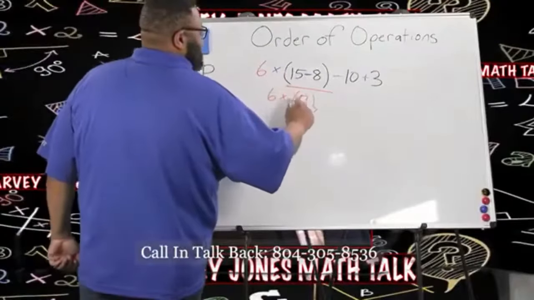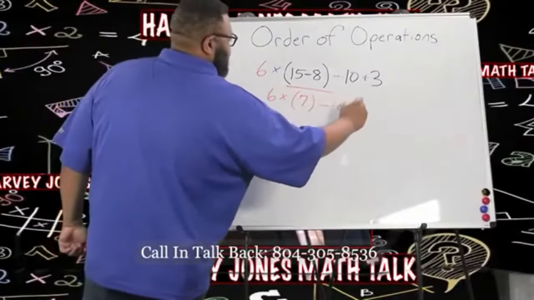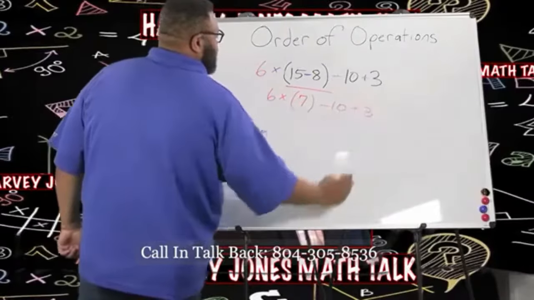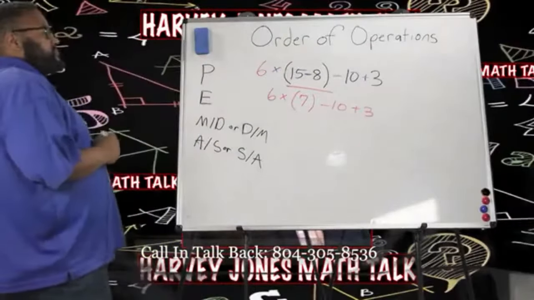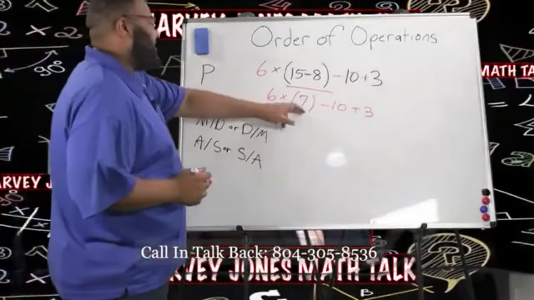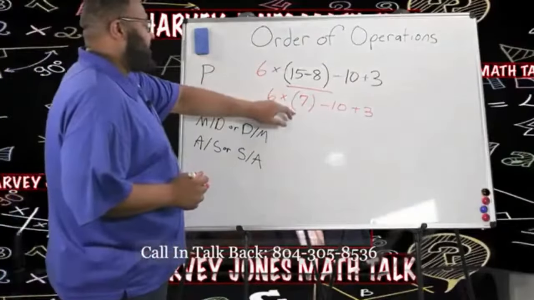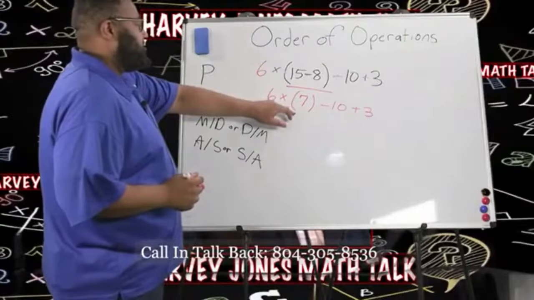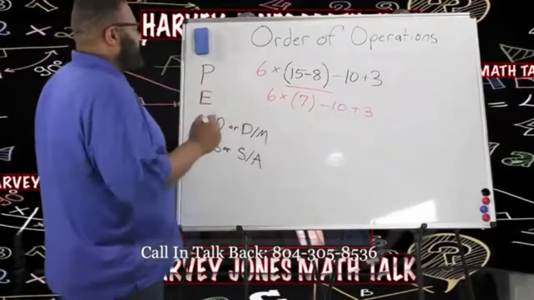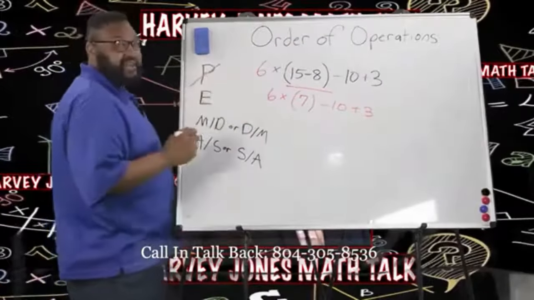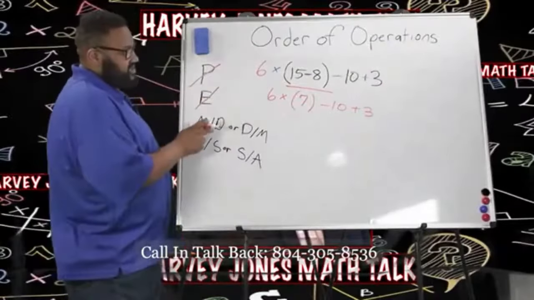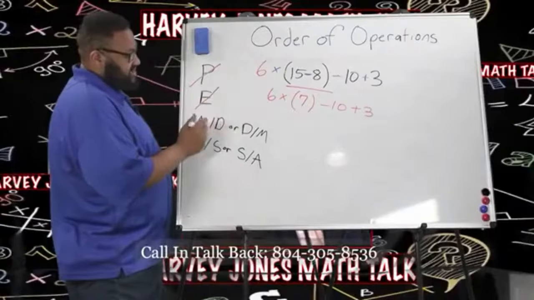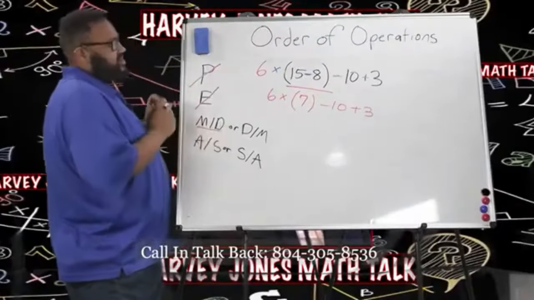6 times 7 minus 10 plus 3. Are there any more other parentheses? Yes, but I just brought this down here, okay? So we're okay because it's just a 7 in here, so we're done. Are there any exponents? Nah. Is there multiplication or division? It's just multiplication, so we can use this one right here.